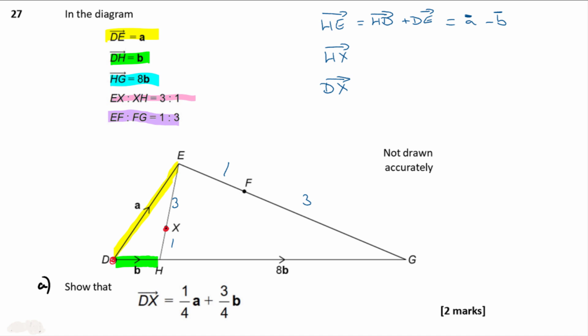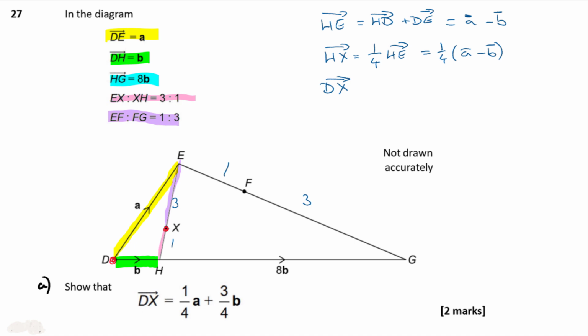Let's do H to X next. H to X is a fraction of H to E, isn't it? Now if H to X is 1 part to every 3 parts we've got on the other side, then H to X is a quarter of H to E, isn't it? Because 1 plus 3 is 4. So it's 1 part out of 4 parts of the distance from H to E. So HX, I'm going to say, is 1/4 of H to E. Now I just found H to E. It was A minus B. So H to X is 1/4 of A minus B. Okay, doing good, doing good.